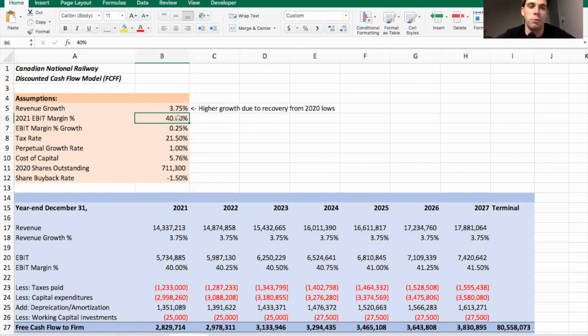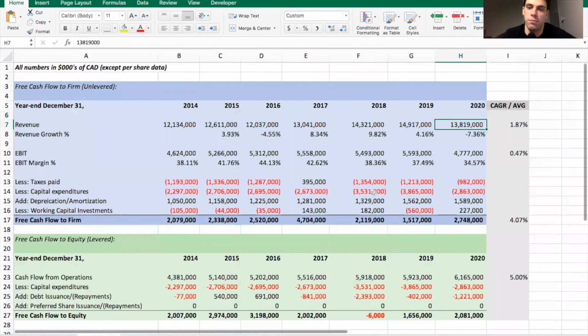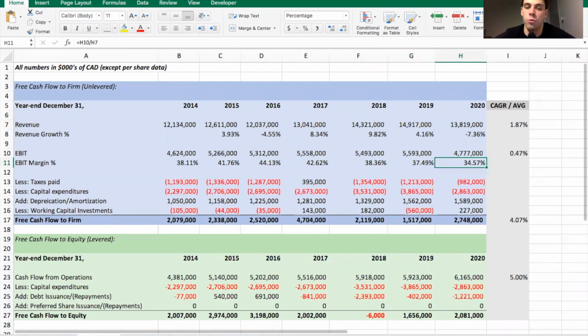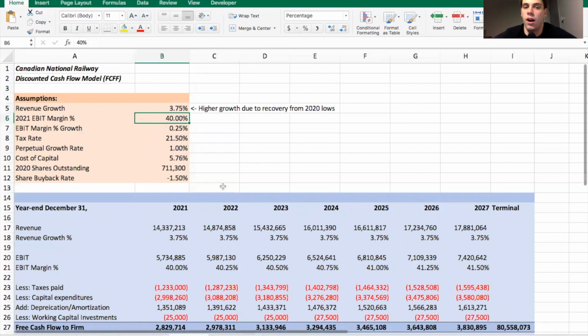Then we want to determine what their EBIT margin is, which again is earnings before interest and taxes. It's pretty similar to operating income as well. It's essentially the same thing. So in 2021, I'm assuming their EBIT margin will be 40%. So let's look at what it's been historically. It has been 40% in the past, but in more recent years, it's kind of dropped down. Now, I took a look at what they've achieved so far in 2021, and their EBIT margin is much higher. It's getting closer to this 40% range.